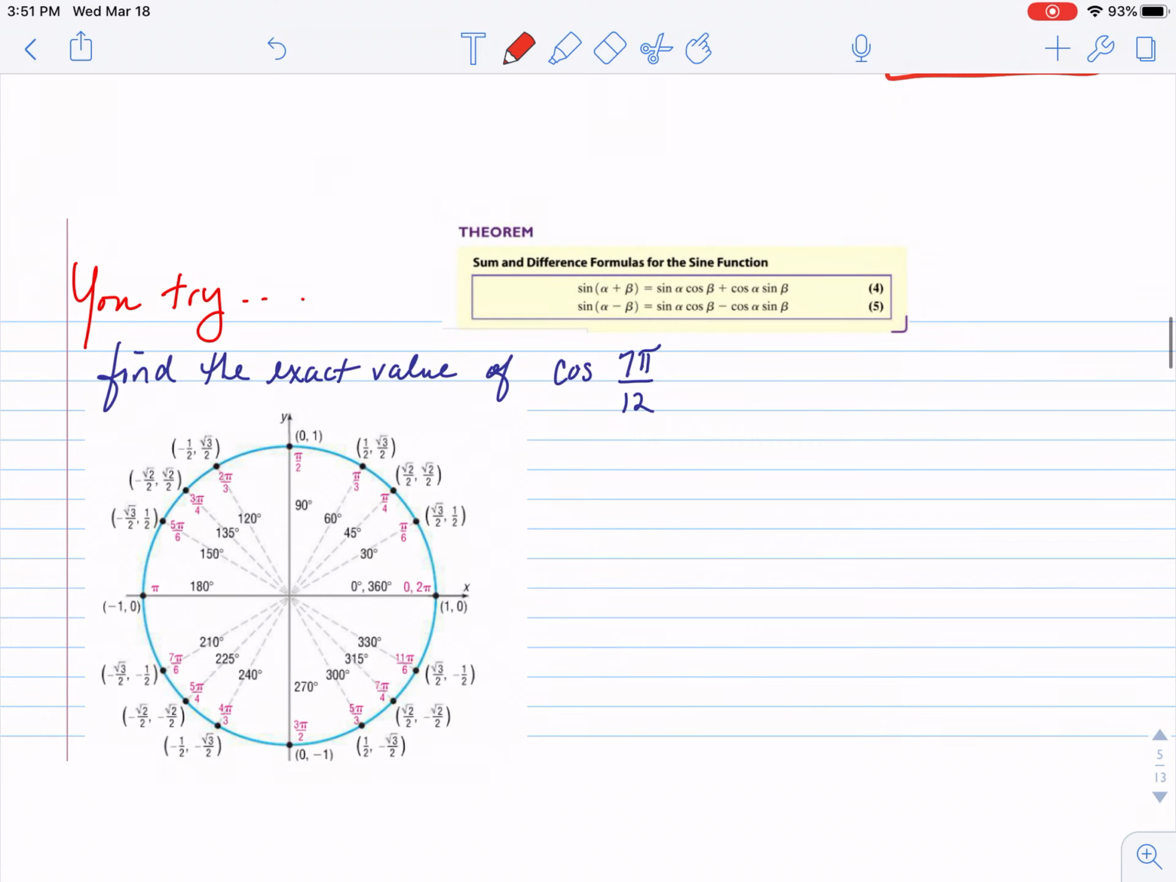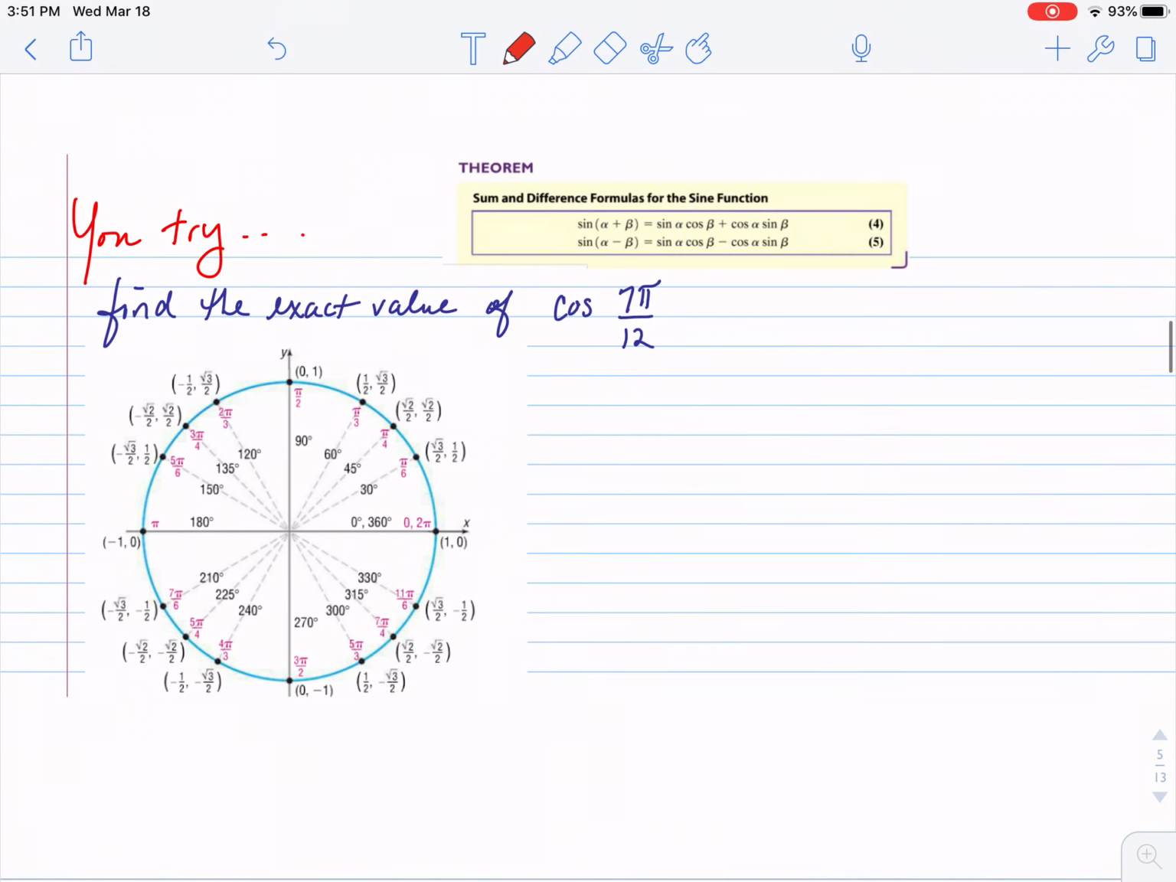I want you to try this. You should pause the video and come back. Okay, we're back. Here we go. The cosine of 7 pi over 2. So I've got to come up with a combination. Well, think about this. I don't know why I have a cosine.